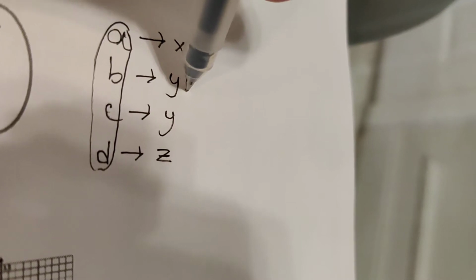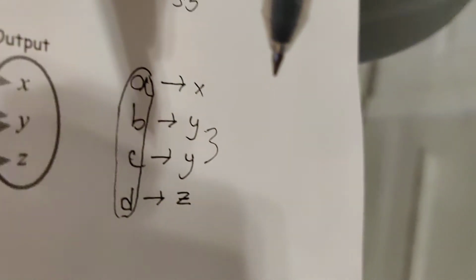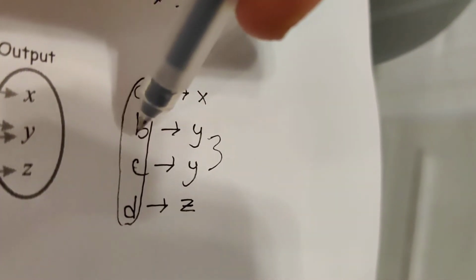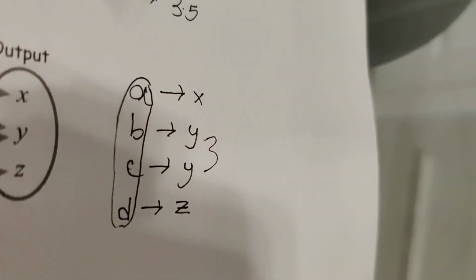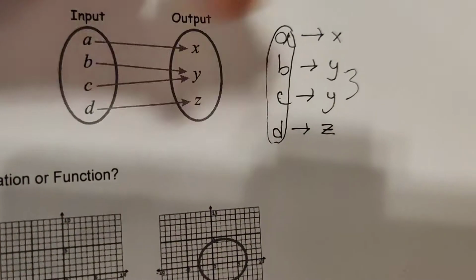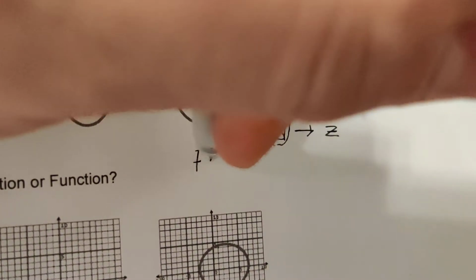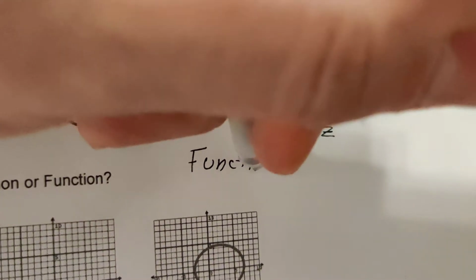A only gives us X, B only gives us Y, etc. Now, this problem is trying to trick you because you have two of the same outputs here, okay? But your inputs here are different. They're B and C, all right? So, this is a function, okay?